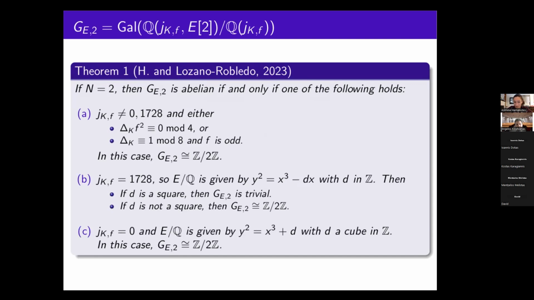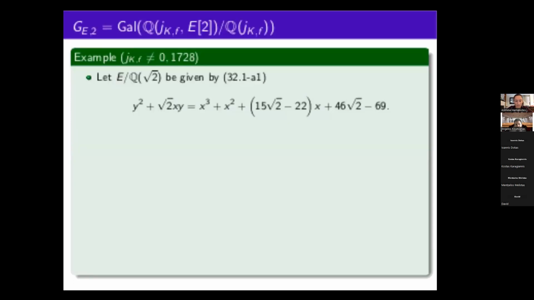And lastly, if j equals 0, so if we have the model y squared equals x cubed plus d with d a cube, then GE2 is Z mod 2Z. So perhaps examples of cases B and C are not as interesting because we're only looking at 2-torsion, so you can kind of factor these curves and figure it out.